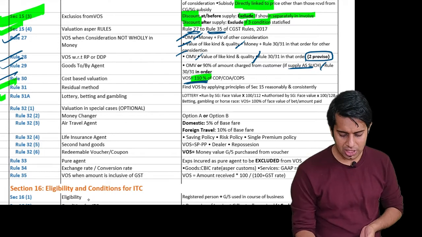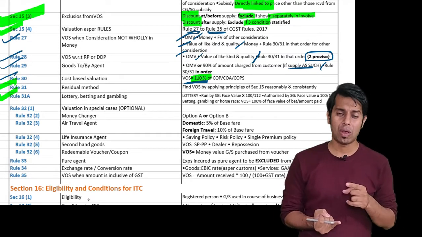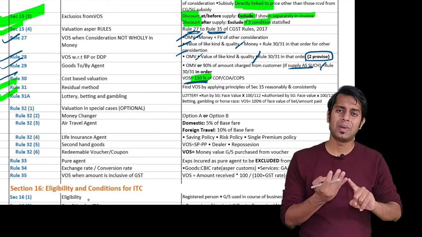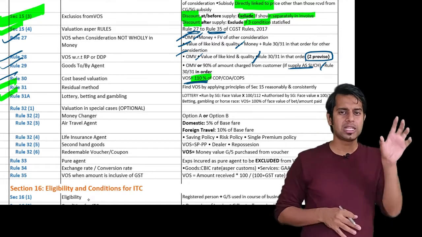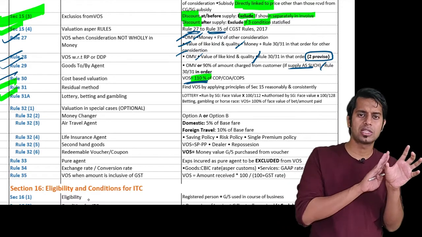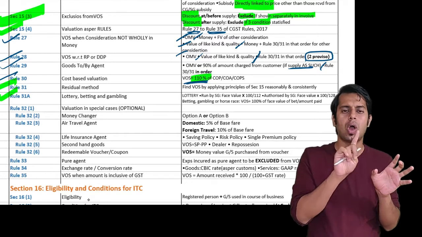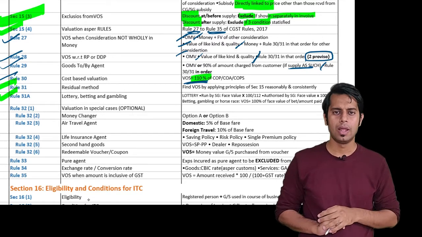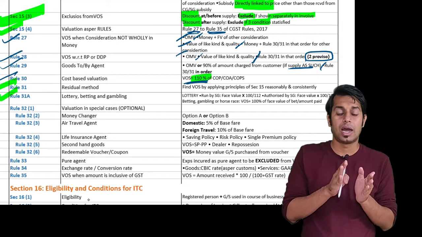Then we have rule 31A. Rule 31A talks about valuation in case of lottery, betting, gambling, horse race, etc. In case of lottery, the value of supply will be two options. Is the lottery run by the state government? Yes, the lottery is run by the state government, and the value of supply is face value of the lottery ticket into 100 divided by 112.